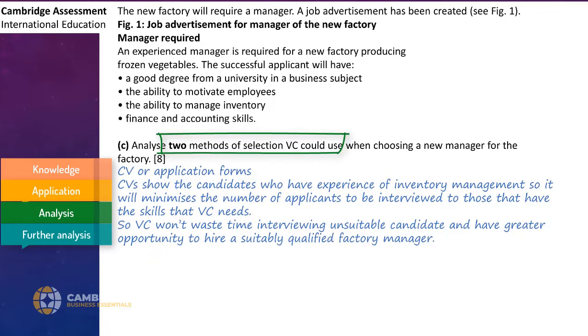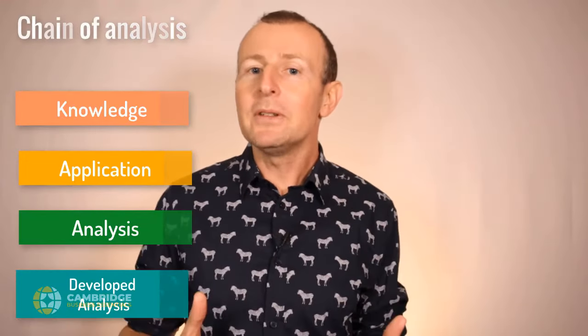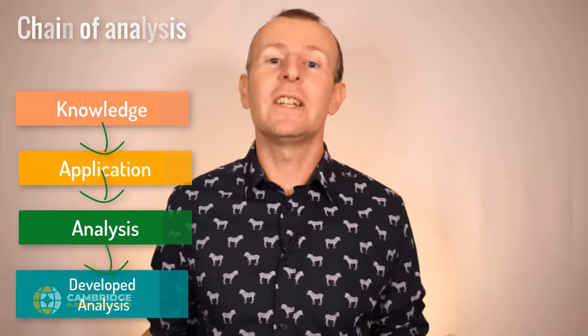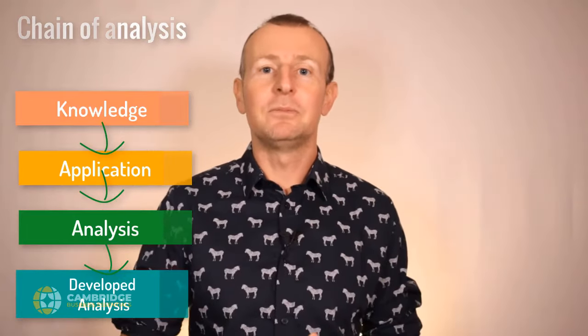Developed analysis. CVs show us the candidates who have experience of inventory management, so it minimises the number of applicants to be interviewed to those that have the skills that VegCan needs. For each paragraph, we're building what the examiners call a chain of analysis to secure all of the marks. To find out more, go to our video on chains of analysis at Business A-Level.